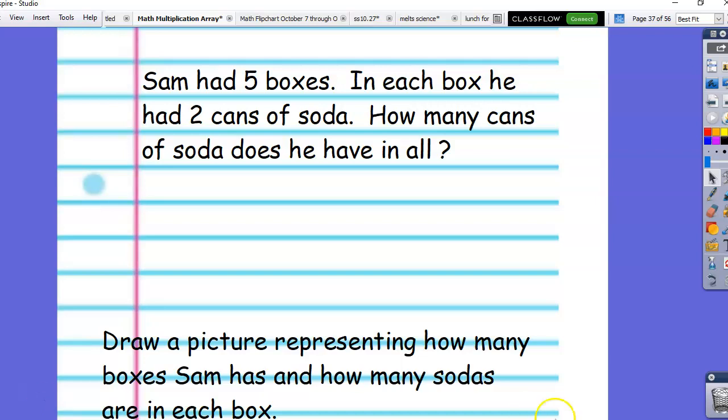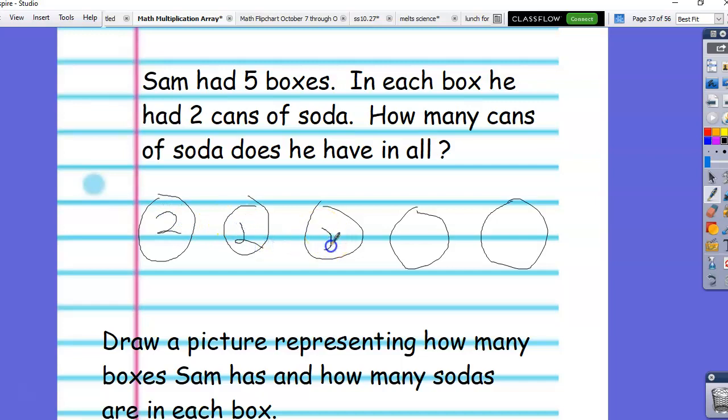And what I had the students do is we drew equal groups. I would draw 5 groups, and we represented the boxes with circles. You can represent them with whatever you want. You can represent them with squares, whatever helps you. And then I had some students that told me to write 2 in each one of these. So now we have the 2's here.